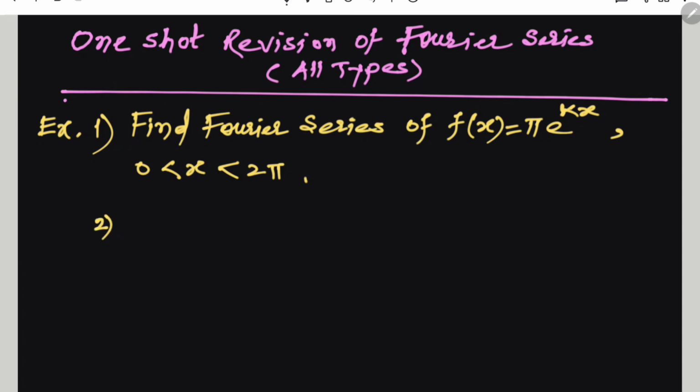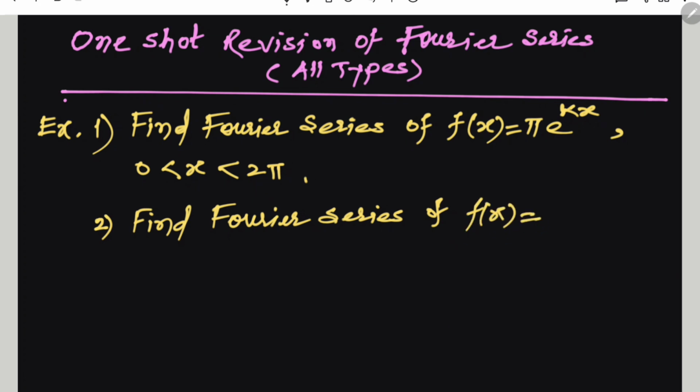Second, find Fourier series for the function f of x is equal to 1 minus x square in the interval -1 less than or equal to x less than or equal to 1. As it is -1 to 1, we can check it for even or odd. Either it must be even or odd.